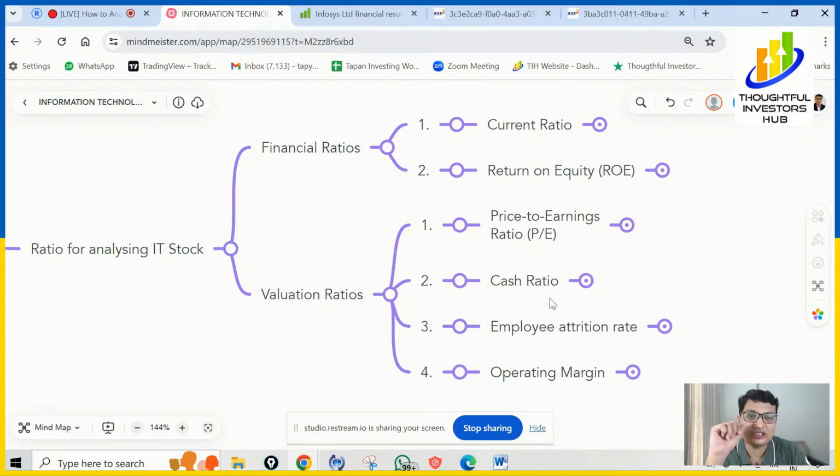So these are the 6 main ratios that you have to keep in mind: current ratio, ROE, price to equity, cash ratio, employee attrition rate. Employee attrition rate you will get from the quarterly results. Where will you get operating margin? Basically, one minute, when they give the results, at that time they give the employee attrition rate. So from there you will get it. Okay, one minute, I'm just going to the questions.